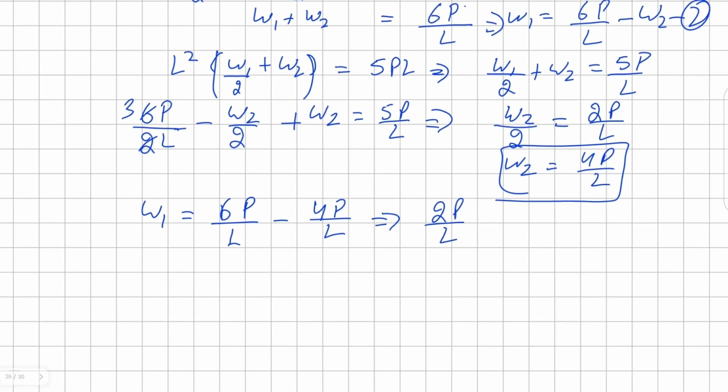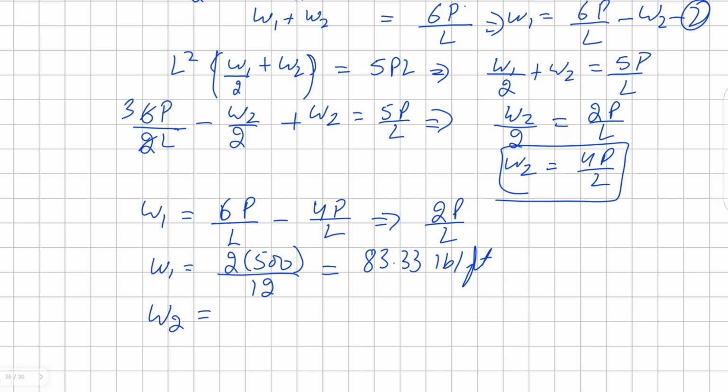Now we can plug the values that have been given to us. So it's going to be W1 is equal to 2 times 500 divided by 12, and it becomes 8.33 pounds per foot. And our peak distributed load, or W2, is 4 times 500 divided by 12, becomes 166.67 pounds per foot.